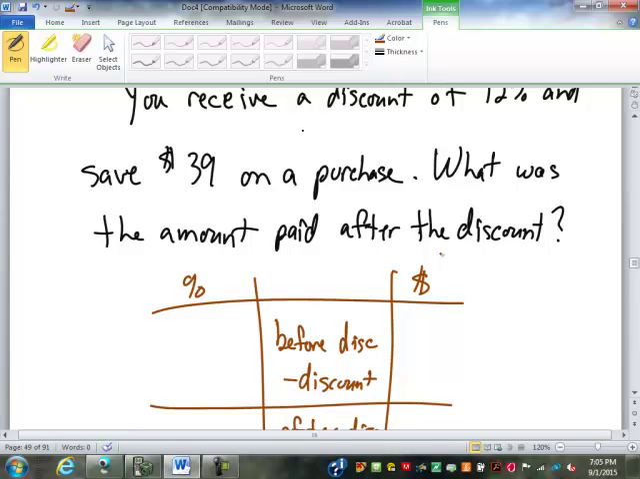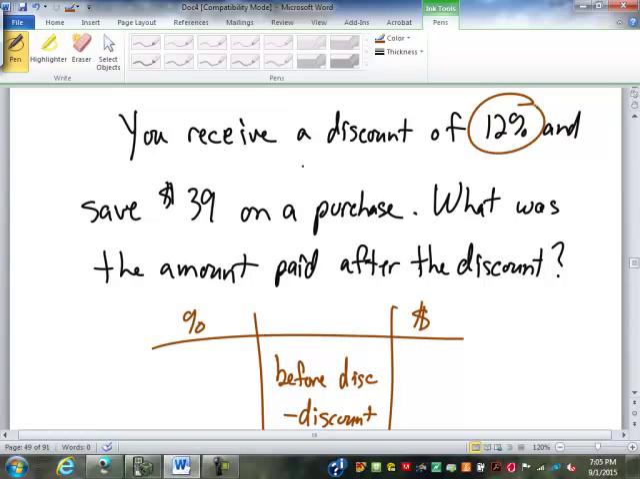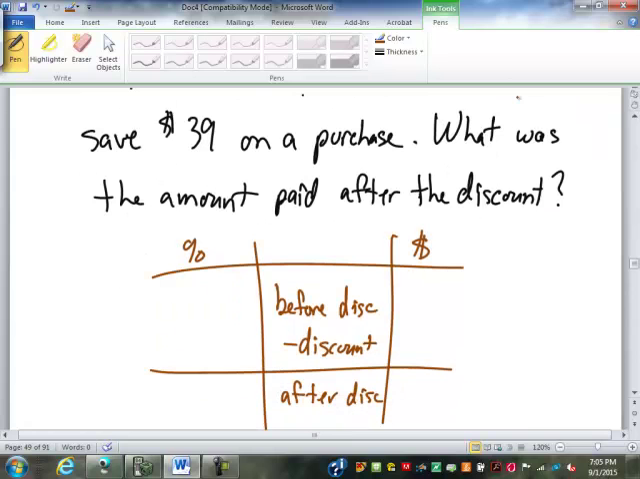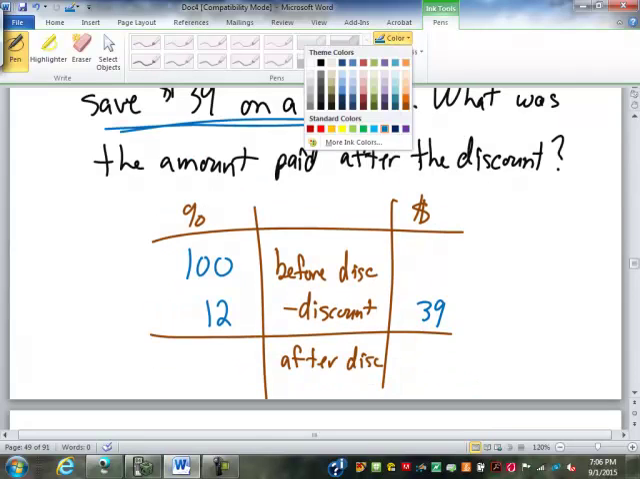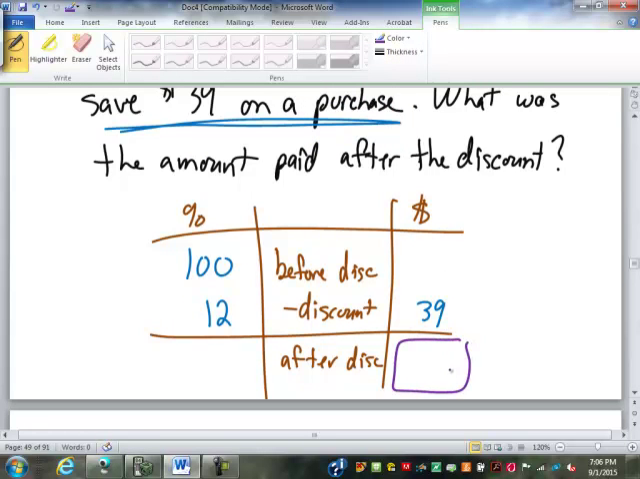So what do we know here? Well, we know the 12%. Where does that go? The discount, percent discount. And of course, we know the 100% is always the beginning amount, the before the discount. We also have the 39, which is we save $39. That is the dollar amount of the discount. We want to know what is the amount paid after the discount. We want to know this number right here. We need to know this one to get it. What's this going to be?